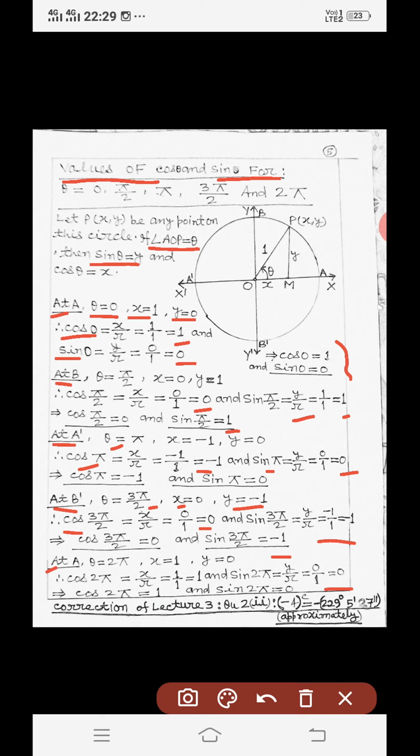Dear students, there is a correction of lecture 3, that is minus 4 radian is equal to minus 229 degree 5 minutes 27 seconds approximately.